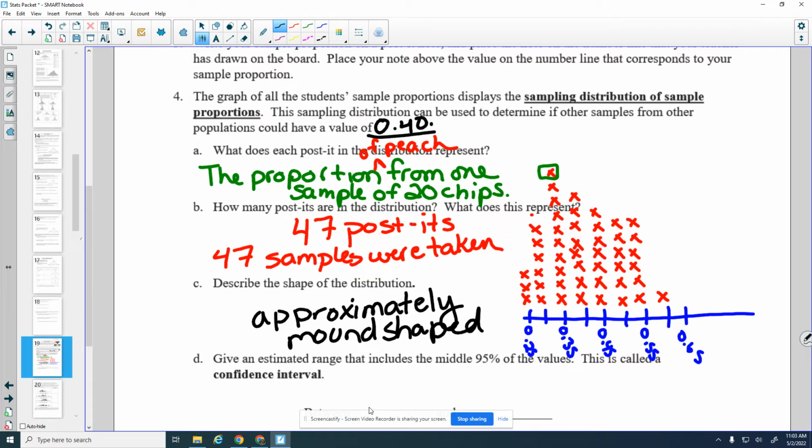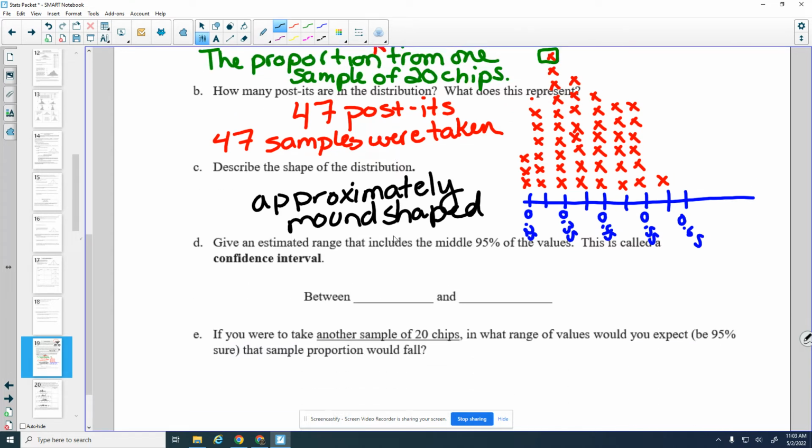And then our big question is the next one. We're going to give an estimated range that includes the middle 95% of the values. If you remember, this 95% from our perfect normal curve went with plus or minus 2 standard deviations away. We said stuff inside the middle 95% was expected and stuff outside the middle 95% is not expected.